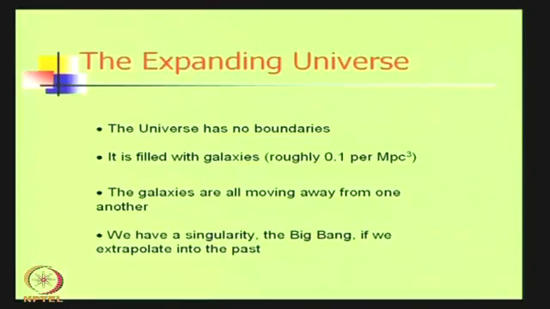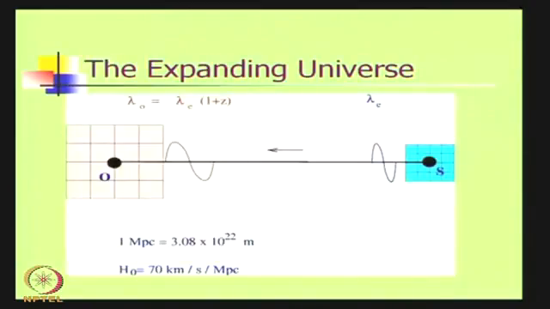I hope the picture of the expanding universe is clear. You visualize it as an infinite universe filled with galaxies, and the galaxies are all moving away from one another. If you extrapolate backwards, they were closer to each other, and if you extrapolate sufficiently far back in the past, they were all at the same point. So the entire infinite universe was at one single point, which is the Big Bang.